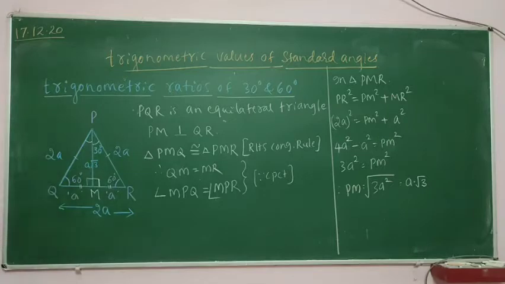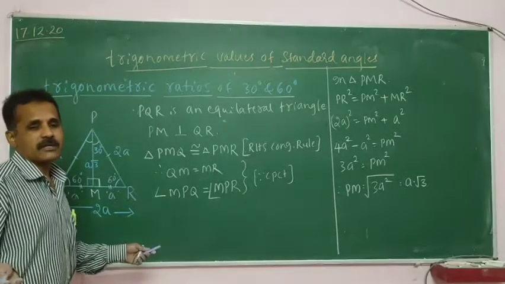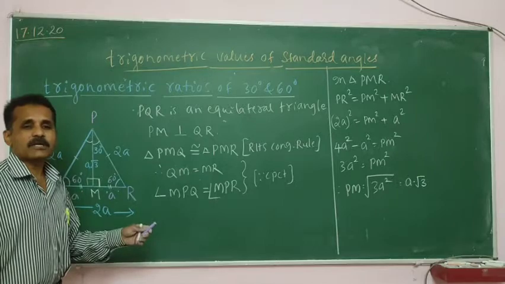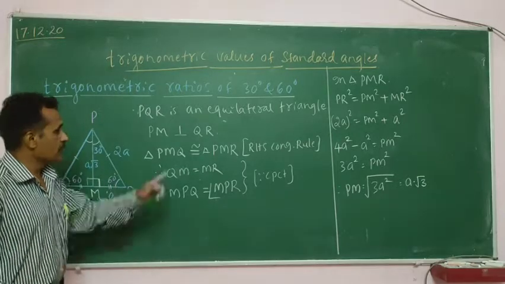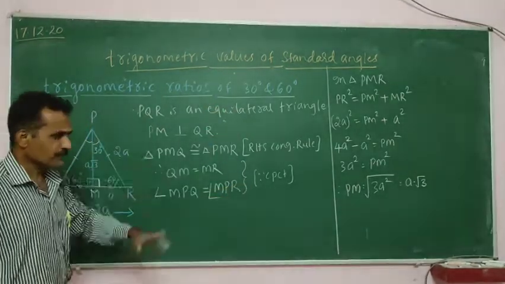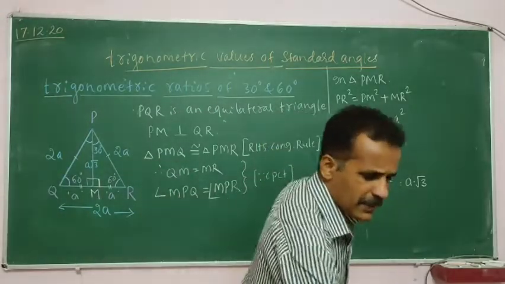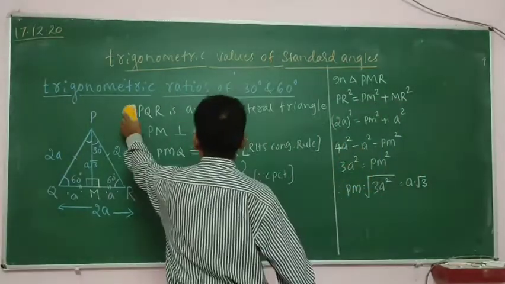That's all. Now I can find all the values. I can find for 60 degree, I can find for 30 degree. First we wrote this. Alright, I will continue. I will rub this and I will continue.